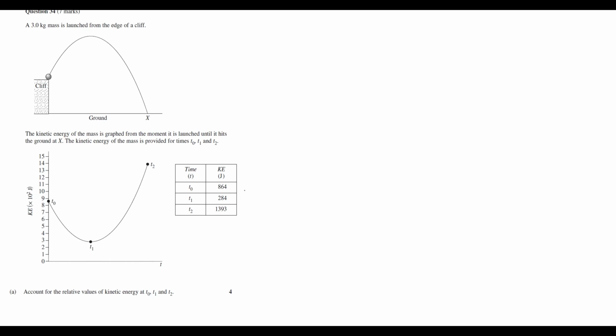Okay, so part A asks us to account for the relative values of kinetic energy at t0, t1, and t2. So it does say relative, but that does not mean we're going to be referencing anything in relativity. Okay, so just throwing that out there real quick so that we are aware of that. All it's actually asking us to do is just discuss what's going on at t0, t1, and t2.